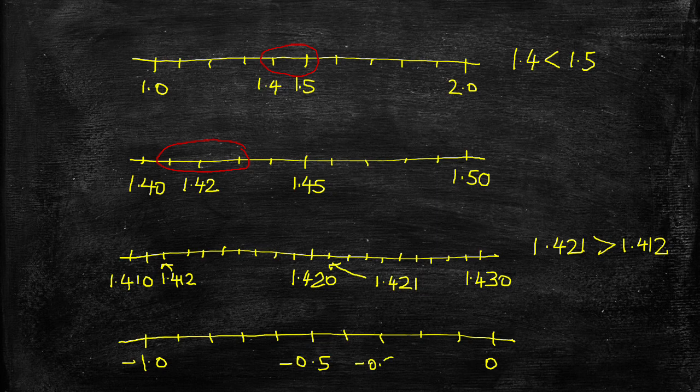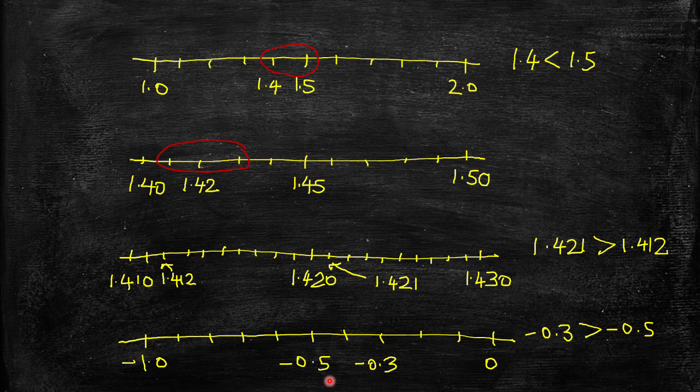Minus 0.3. Let's get that right. And so now I could say, we could write minus 0.3 is greater than minus 0.5, because minus 0.3 right here is to the right of minus 0.5.